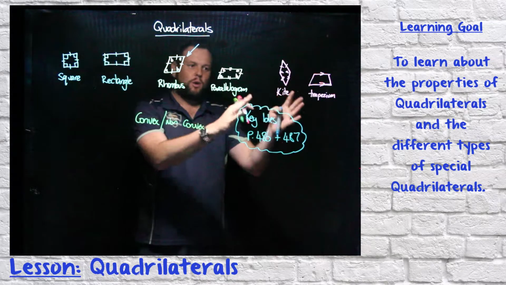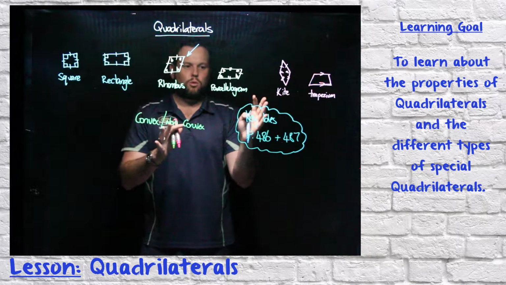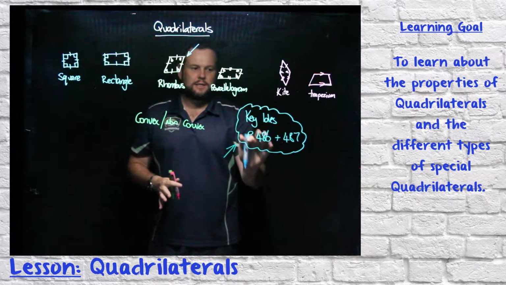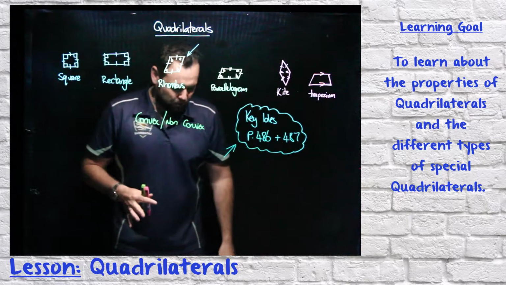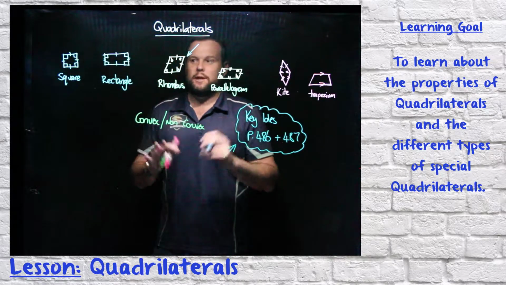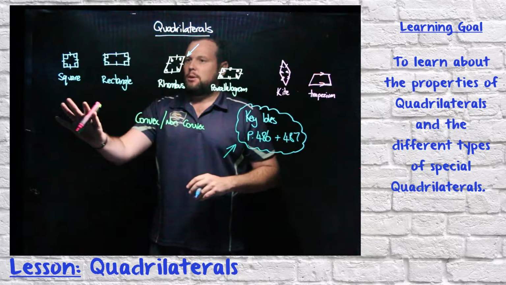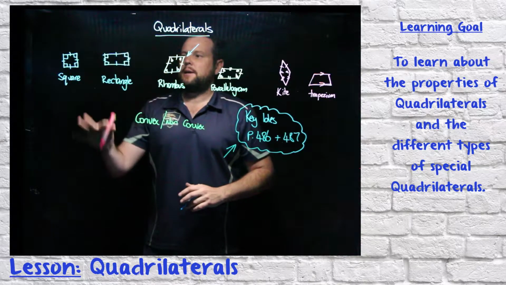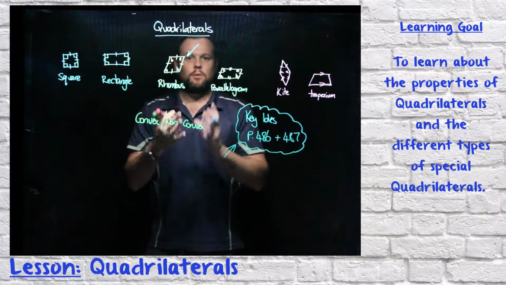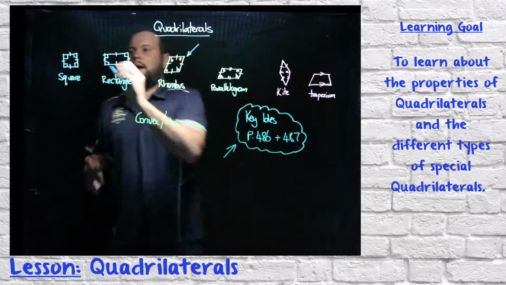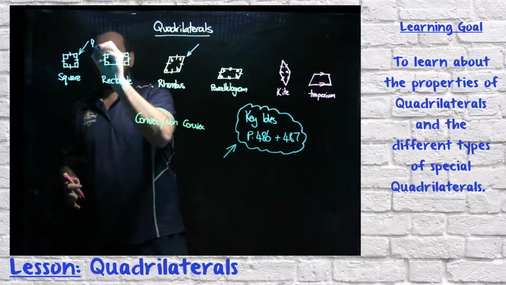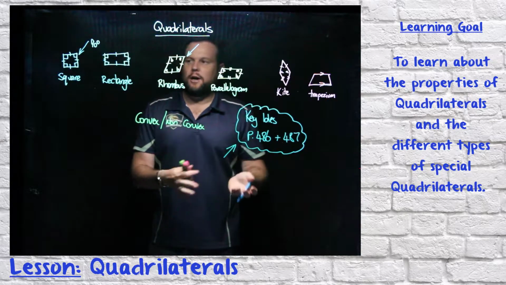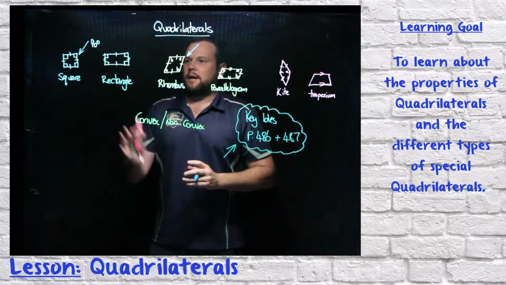So let's just take a quick look at some of these special quadrilaterals, and you can find all of this information on pages 486 and 487 of your textbook, which goes through all of it in lots of detail. But obviously we've got squares and rectangles. A square is basically a four-sided shape, all sides are equal, and all of the angles equal 90 degrees, okay? So it's like the equilateral triangle of quadrilaterals, the square.